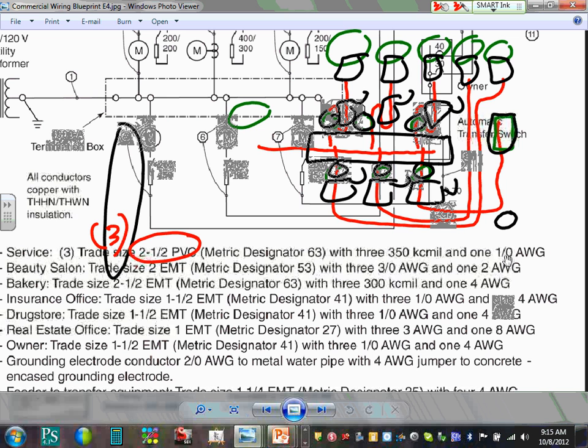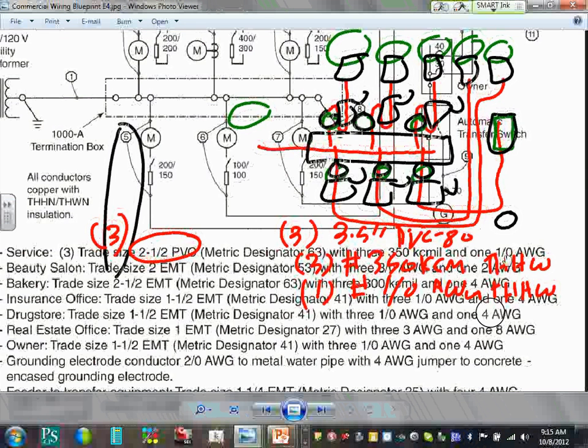3. So the way I would write this, I would say 3, 3.5 inch PVC. Didn't see any designation, most likely 80. And how many conductors? 3 conductors, number 350 kcm THHW, and 1 conductor number 1 AWG THHW. Does that make sense? That's exactly what you guys are going to be doing with me. They wrote them slightly different, but the concept is there. We fully understand how this is. Okay, so that's basically what the system is.